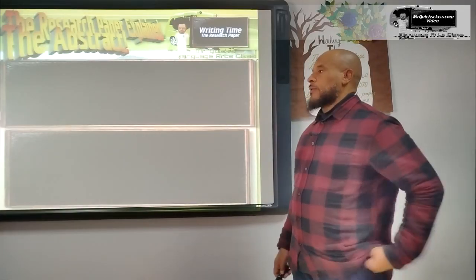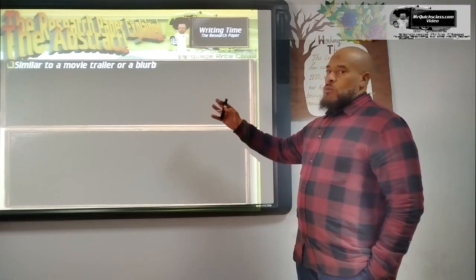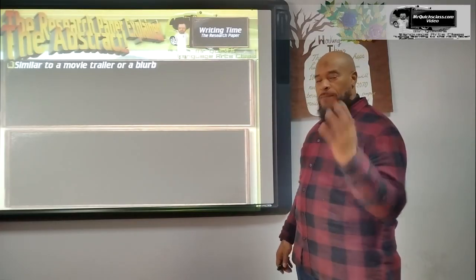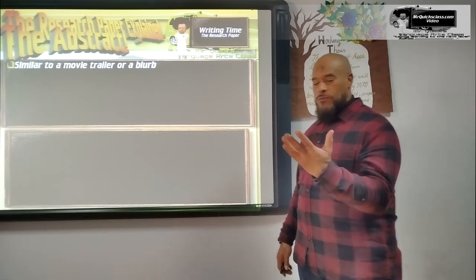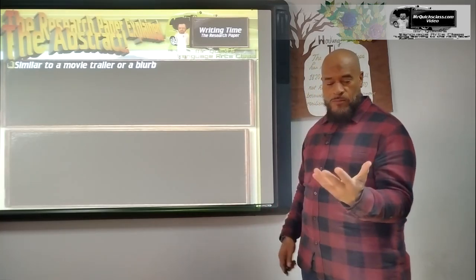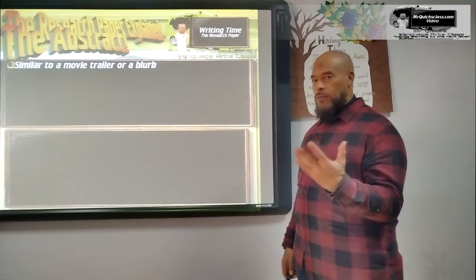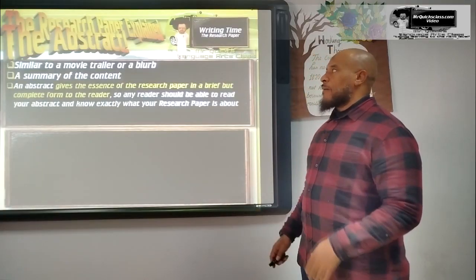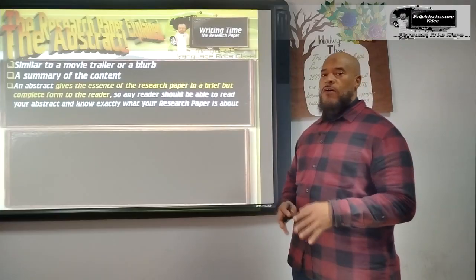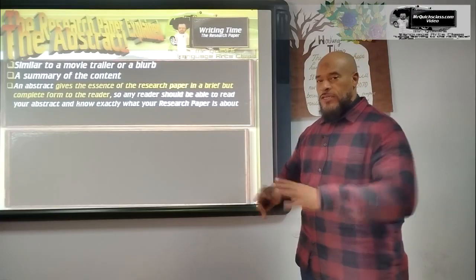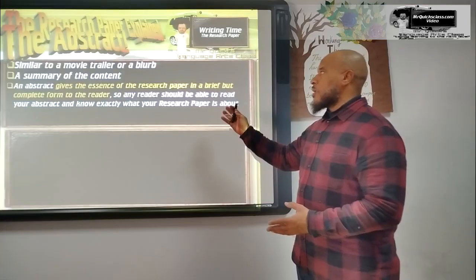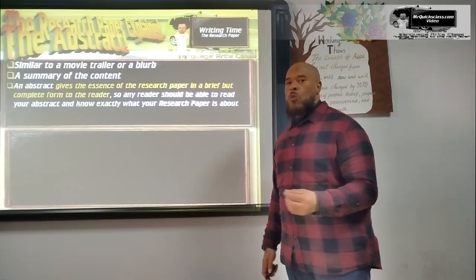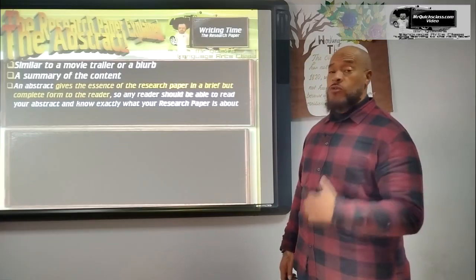The abstract is similar to a movie trailer or a blurb, that information on the back of a book that helps you decide whether or not you want to buy the book or whether you're interested in what the book is about. It's similar to that because it gives a summary of what the research paper contains. It gives the essence of what you were trying to do, what you were trying to discover, or what you were trying to prove.